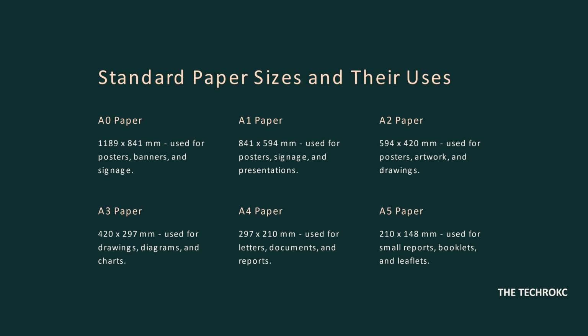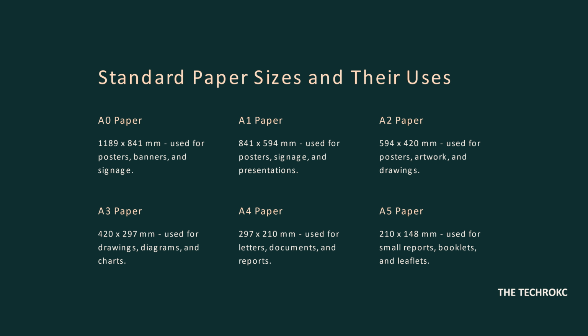Next is the A3 paper. The A3 paper has a standard measurement of 420 by 297 millimeters. It's used for drawings as well as diagrams and charts. So it's used to express charts and it's also very useful in our technical drawing.